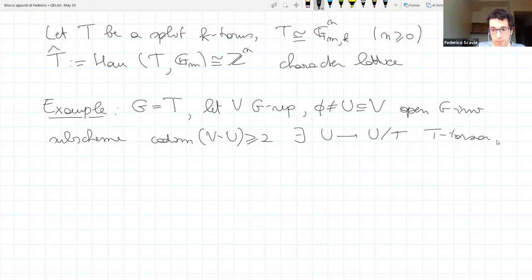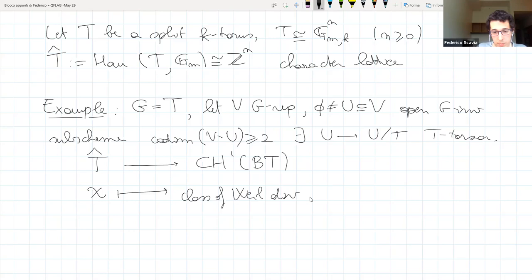Okay, then in this situation, we can construct a map from the group homomorphism from the character lattice T hat to Chow 1 of BT, which is just Chow 1 of U modulo T by definition. And so if we have a character chi, we can send it to the class of the divisor associated to the line bundle L chi, U cross A1 modulo T, goes to U modulo T.